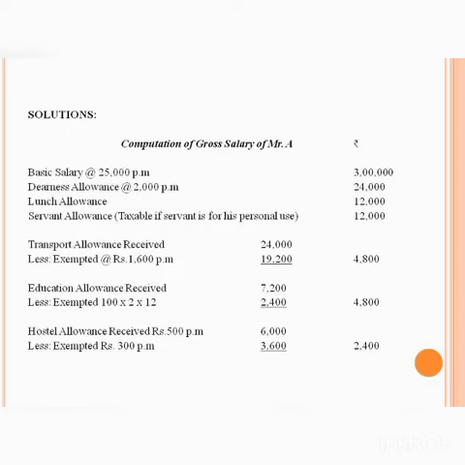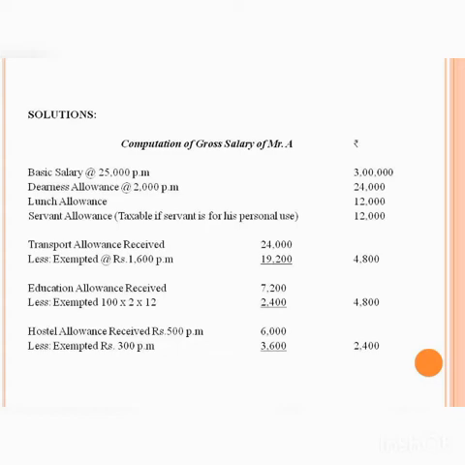Now transport allowance received. Now transport allowance, I told you there's an exemption, and I have mentioned the rate also. So first you write down whatever Mr. A has received, write down in the inner column. Okay, he had received 1,200 per month, so 1,200 into 12, 24,000. Do the calculation, okay? Show the calculation. Then you write less the exemption.